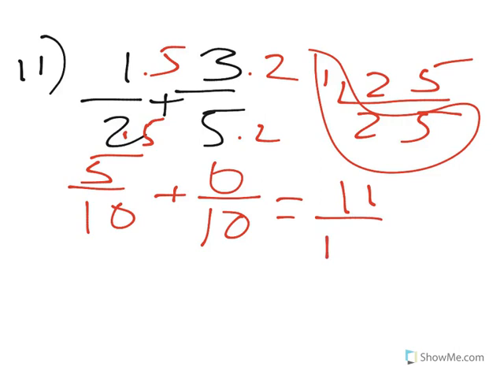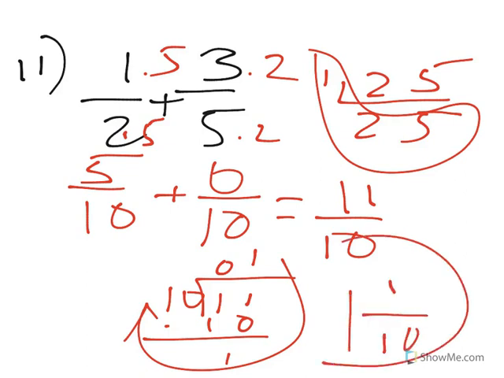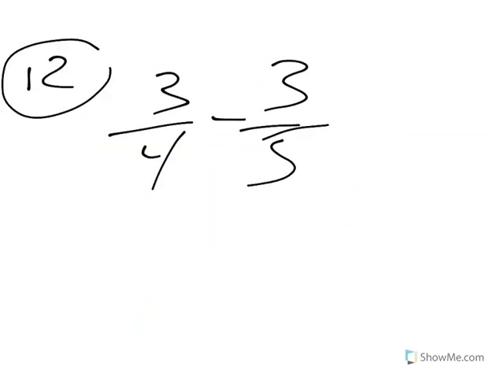Now when I add that, I get 11/10. 11/10 is improper, so I have to divide. 10 does not go into 1. 10 goes into 11 one time. With 1 left over, my answer is 1 1/10.